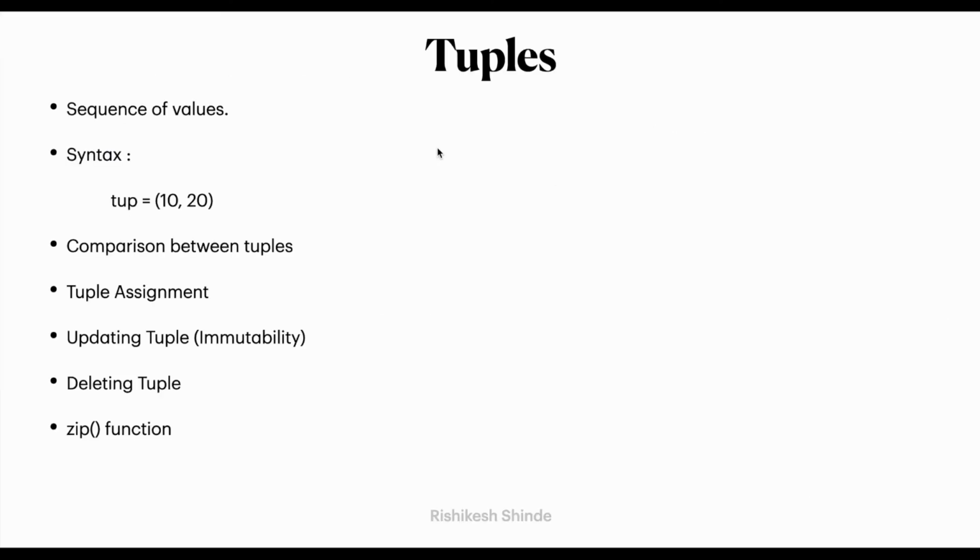Now the next point is updating the tuples. At the start of this session I told you that lists are mutable, that we can change the list, but tuples are immutable. So what does that mean? That means we cannot update a tuple, we cannot change any particular value in the tuple. We can create a third tuple using two tuples, but we cannot update existing tuples.